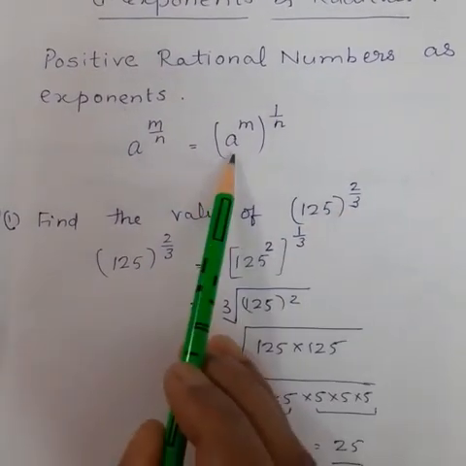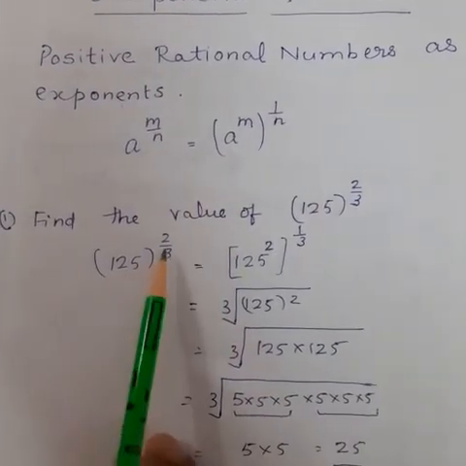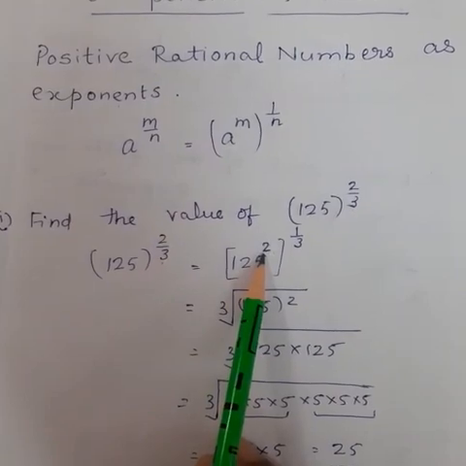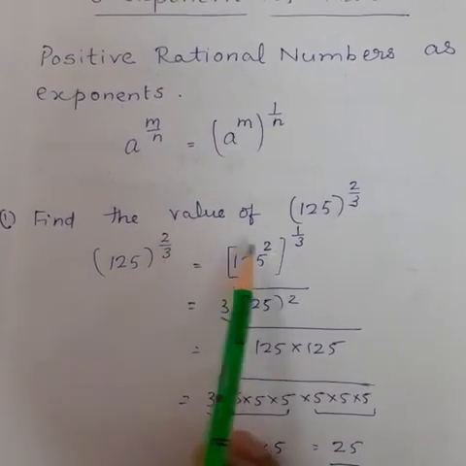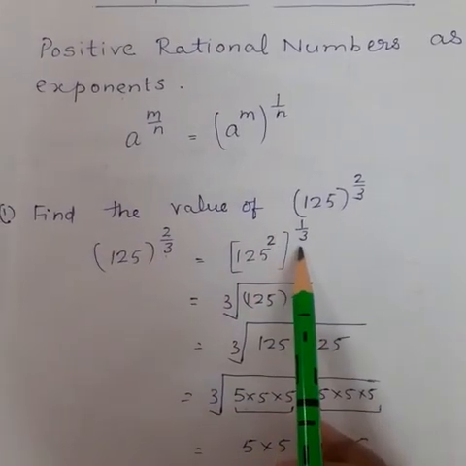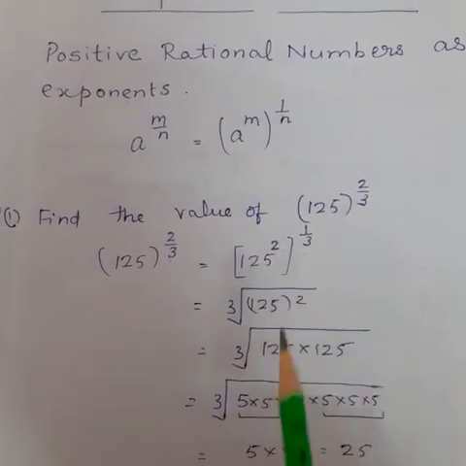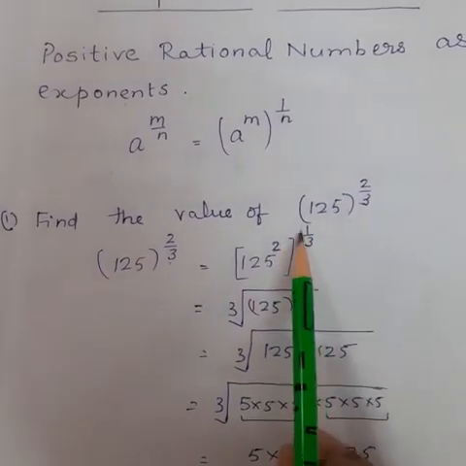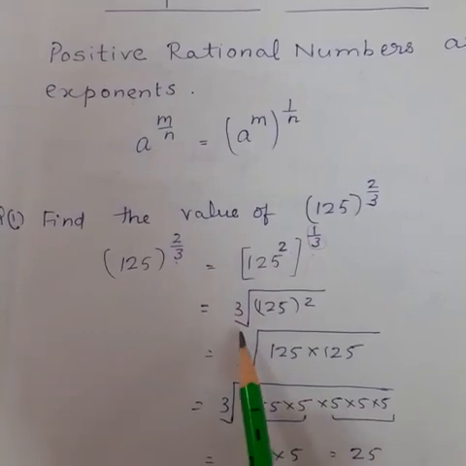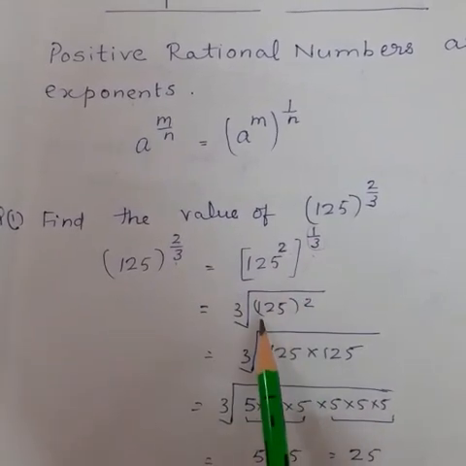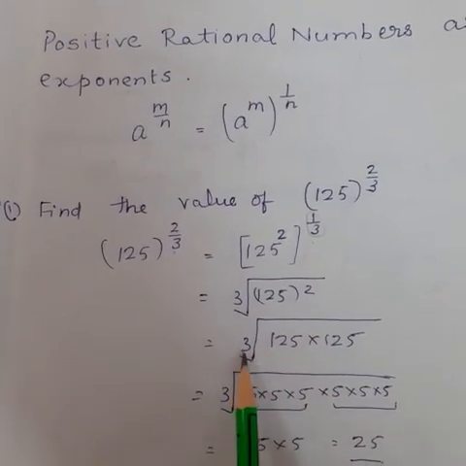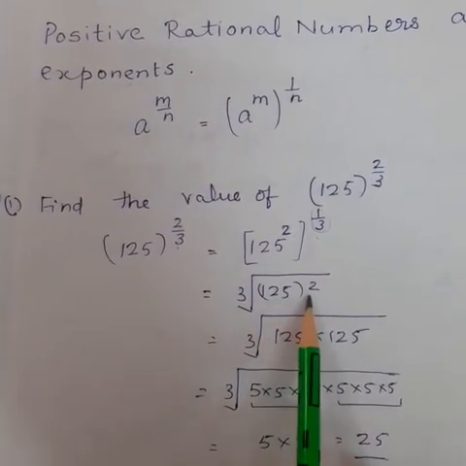So by using this rule, we can write 125 to the power 2 by 3 as 125 to the power 2, the numerator we have to write here, then to the power 1 by 3. If the power is 1 by 3, that means if we change it into radical form, that will be the cube root of 125 square. So we have to find out the cube root of 125 square.